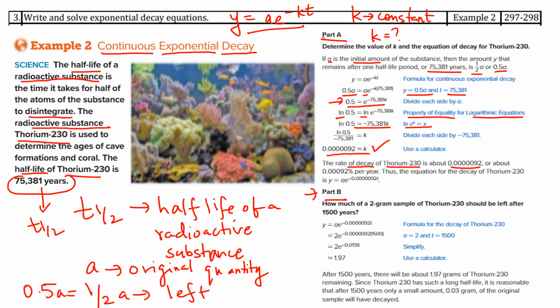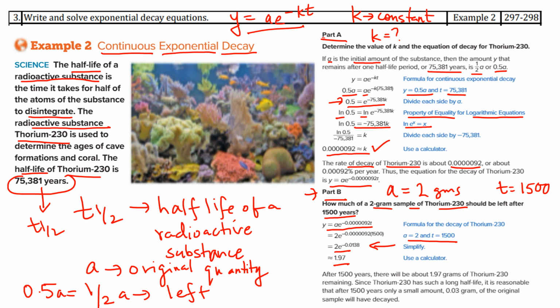In part B it says how much of a 2-gram sample of thorium-230 should be left after 1500 years. So in this one you are given the value of A. What amount we are starting with? 2 grams. So A is given to you. Also, if you see, the time is as well given. So time is 1500. So just put in these two values in the function you got from part A. We are just doing substitution, little bit of simplification and calculation. So when you do that, do the multiplication, this is what you get, 1.97.